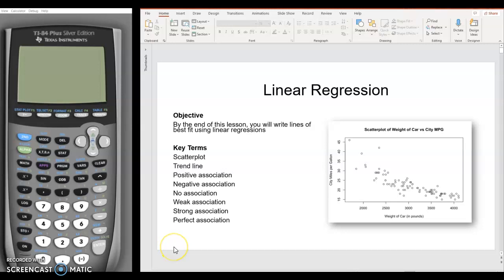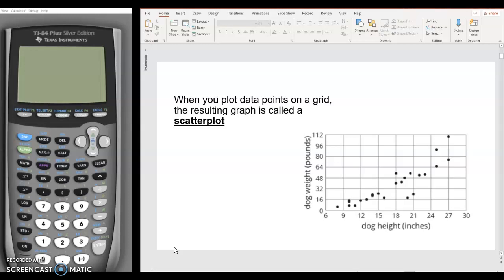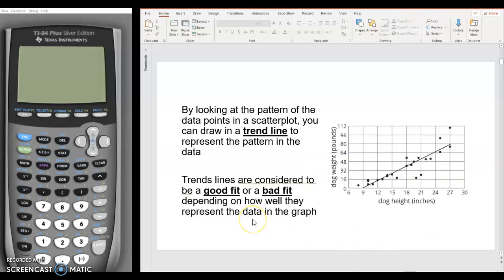So in this video, we're going to talk about how to write lines of best fit using linear regressions. When you plot data points on a grid, the resulting graph is called a scatter plot. This scatter plot shown here tells you the relationship between a dog's height and its weight in pounds. By looking at the pattern of the data points in a scatter plot, you can draw in a trend line that will represent the pattern in the data.